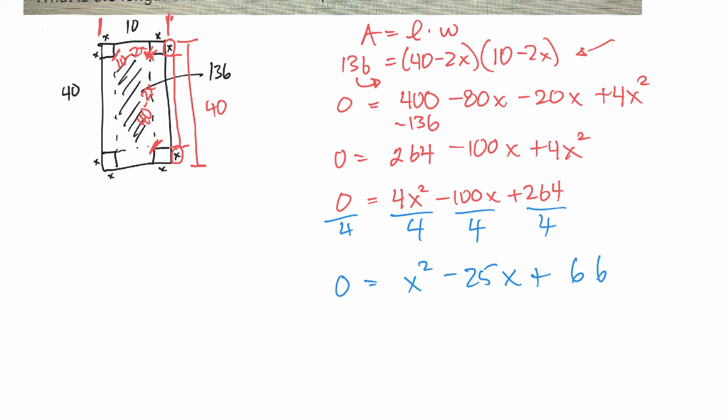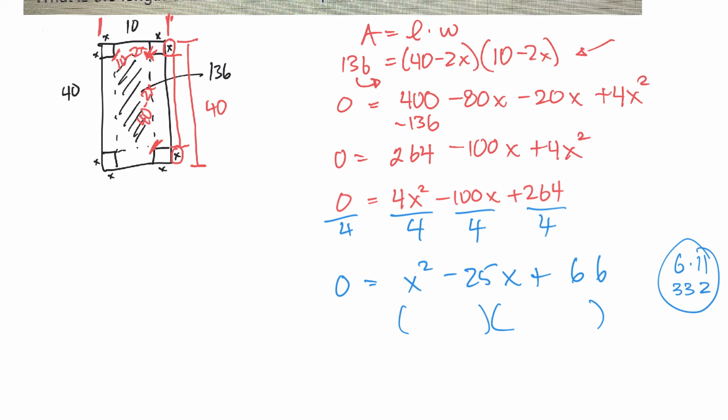Okay, so now, I think I've done that right. 264 divided by 4 is 66, yeah. Okay, so now you try and factor that. And I'm not sure what will factor. 6 times 11, that's not right. 33 and 2, I'm not sure what other numbers might go. So if you can't factor it, then you would try and use the quadratic formula.